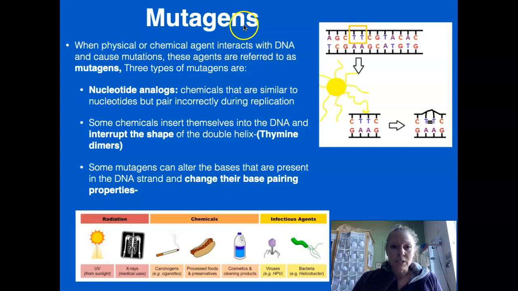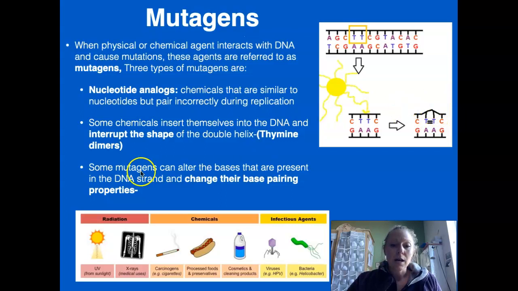Now, let's talk about mutagens. These are things from the outside world that are actually going to impact the genetic material. So if we see here, we can have nucleotide analogs. These are chemicals that are actually similar to nucleotides and can take the place and incorrectly pair during replication. Some chemicals will insert themselves into the DNA and interrupt the shape. So an example of this, after some UV light on two thymines that are close together, it's going to make a thymine dimer. And this is going to change the shape of the DNA.